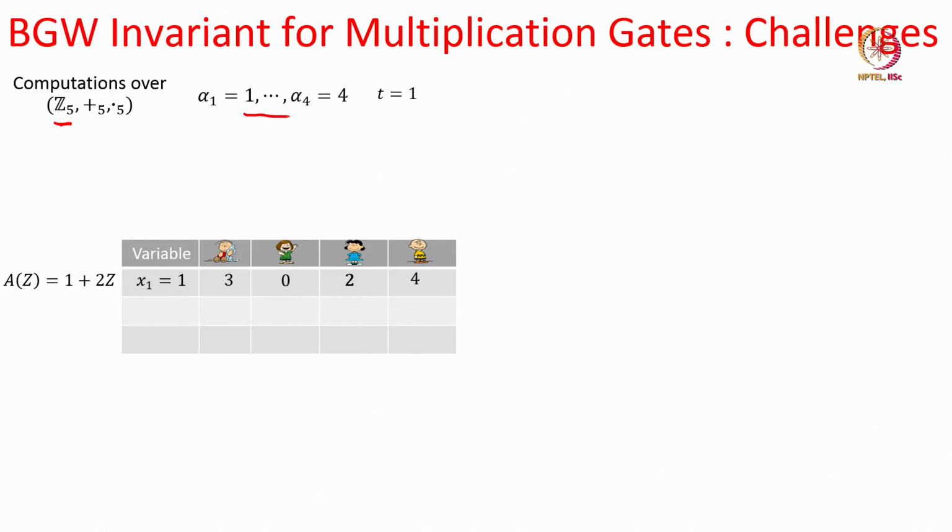My evaluation points associated with the parties are 1, 2, 3 and 4, and here 1 out of the 4 parties could be corrupt. Imagine that the input of the first party is 1, which is VSS shared through the sum sharing polynomial 1 plus 2z, resulting in the shares 3, 0, 2 and 4 for the first, second, third and fourth party respectively. Imagine that the second input is 4, which is VSS shared through the sum sharing polynomial 4 plus 0z, resulting in the share 4 for all the 4 parties.